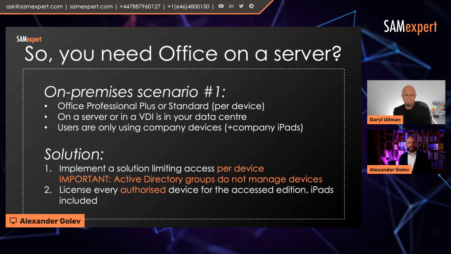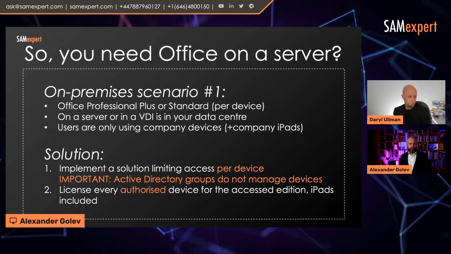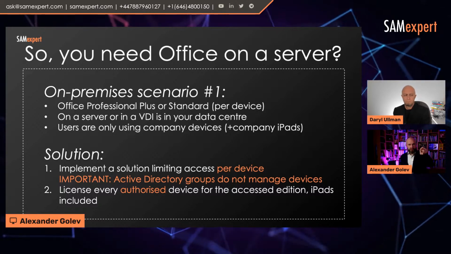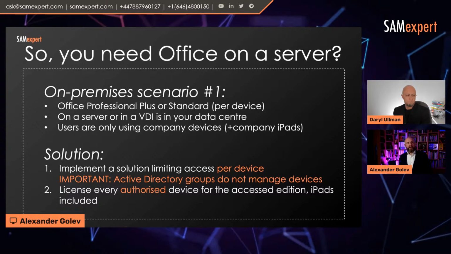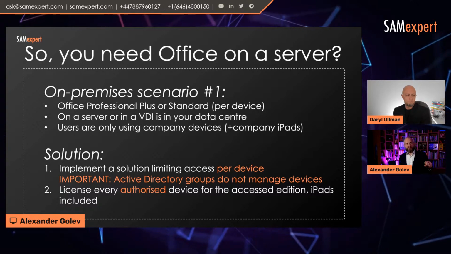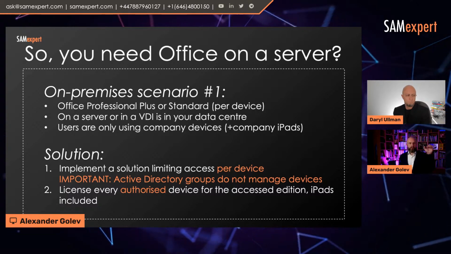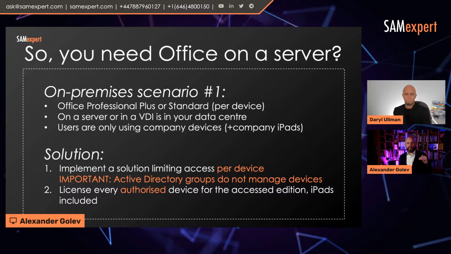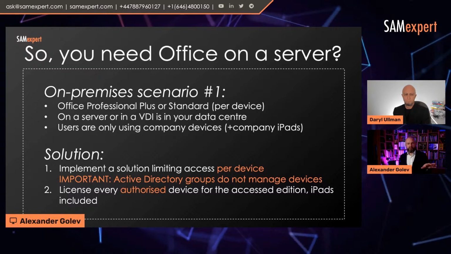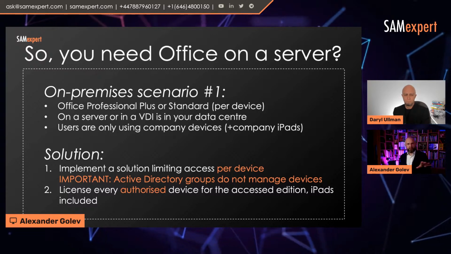So on-premises scenario number 1. Office Professional Plus or Standard per device. So the traditional ones. Look at the names. There's no standard in online. It runs on the server or in a VDI in your own data center on your own hardware. Users are only using company devices or company iPads. Very strict requirement. No personal devices at all.